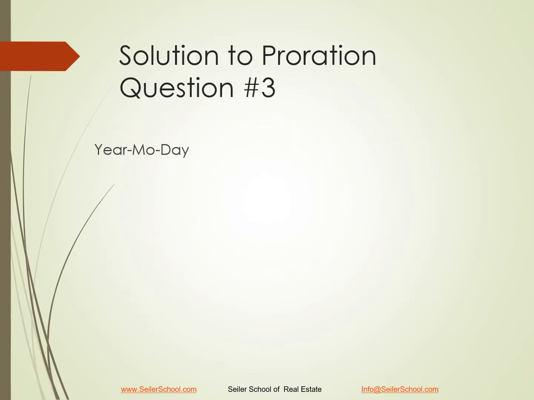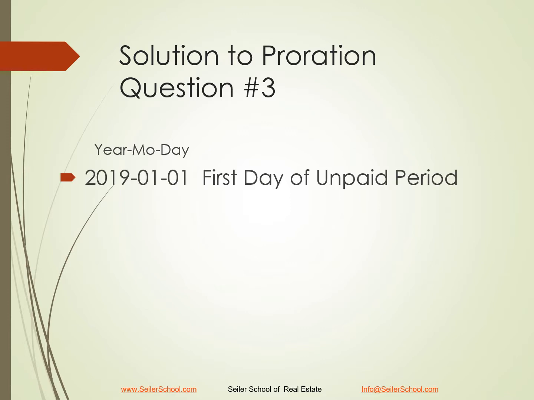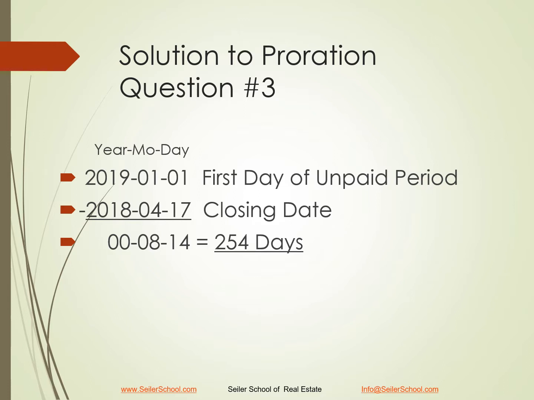Our solution to the proration question number 3: the first day of the unpaid period, since it's been paid through the end of 2018, ends up being 2019-01-01, which would be January 1st of 2019. Our closing date is 2018, April 17th, so 2018-04-17. Now, when we do our subtraction, it's a little bit of a tricky deal here. Let's take a look at it.